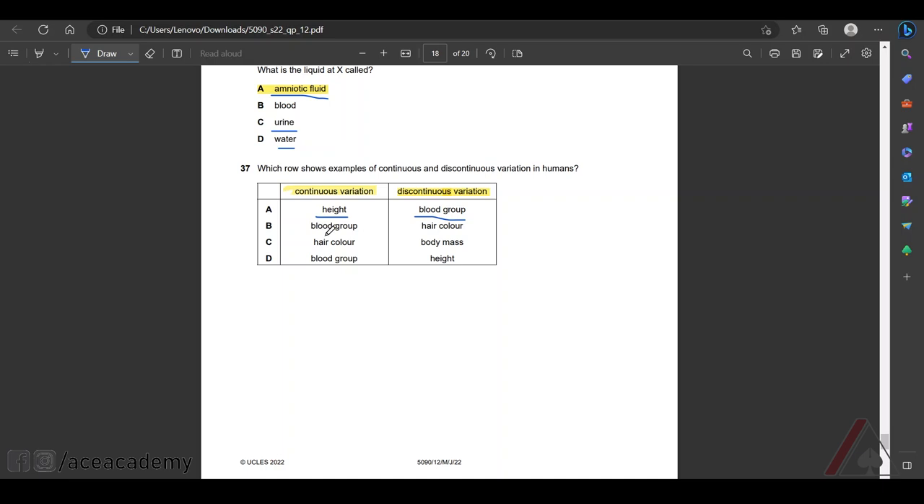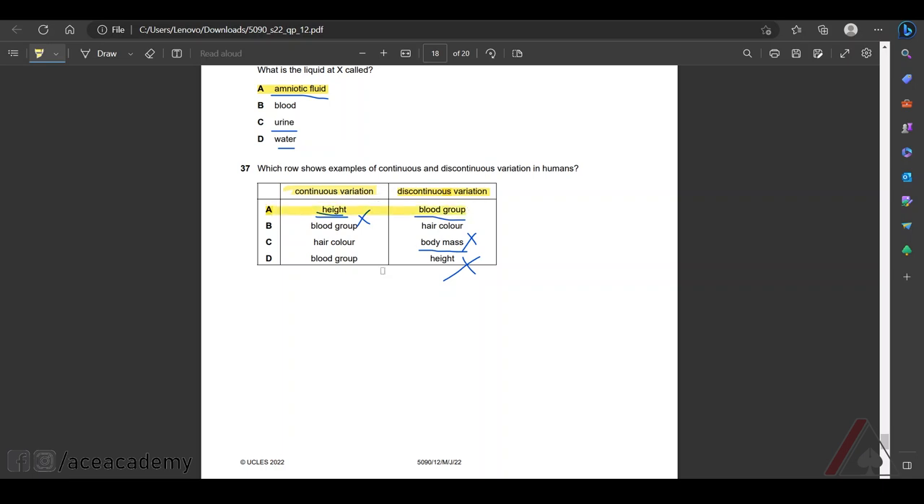B says blood group is an example of continuous variation. We've already established it's discontinuous variation, so B is wrong. C says hair color is an example of continuous variation, and body mass is an example of discontinuous variation. Body mass is not discontinuous variation. Why is that? Because again, there's a range in there, and it can also be affected by environmental factors such as diet or the amount of exercise that we do. Hence, C is wrong. And in D, it says height is an example of discontinuous variation. We've already established here in A that it's continuous variation. So D is also wrong. Our correct answer should be A.